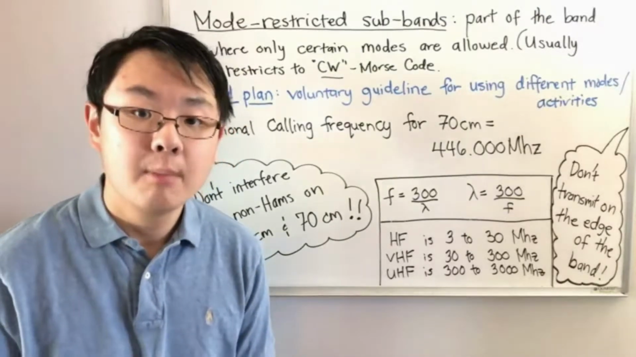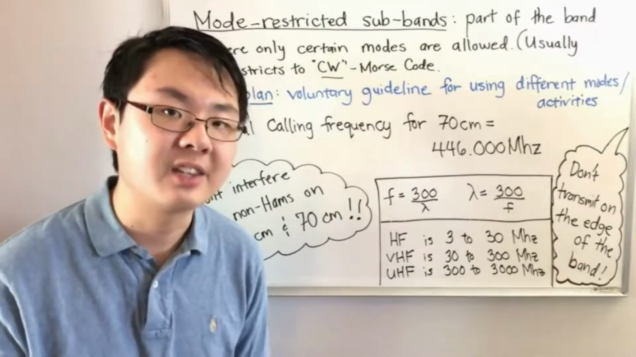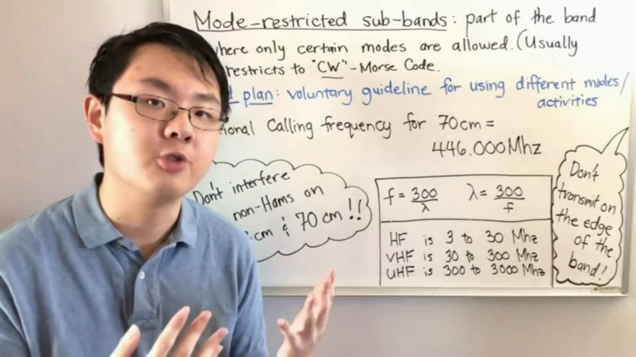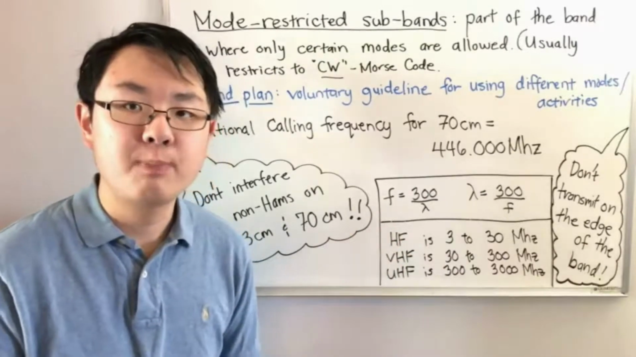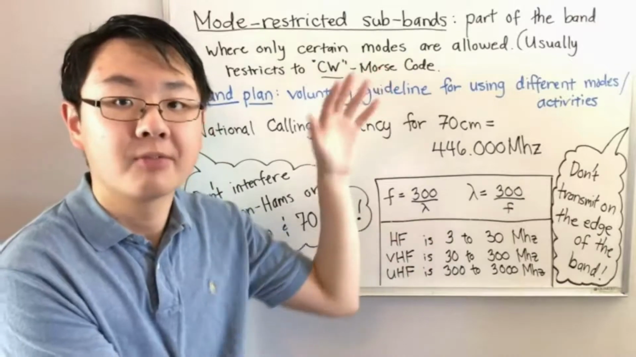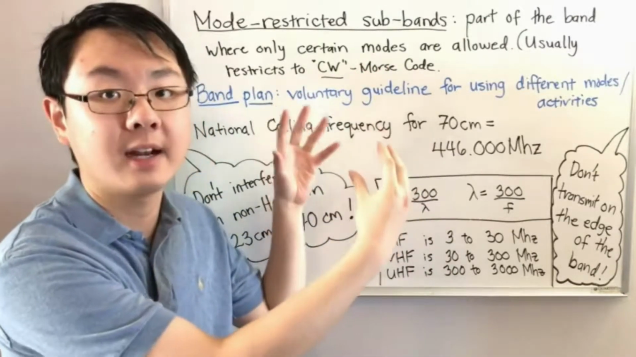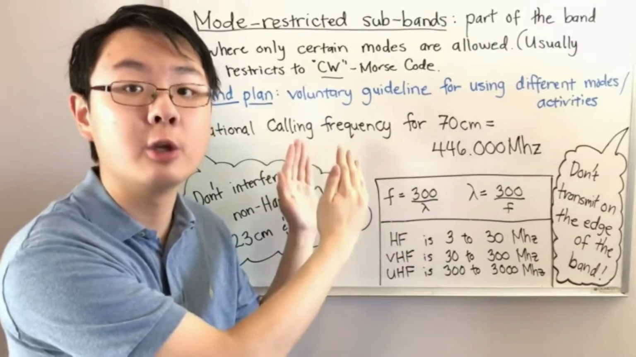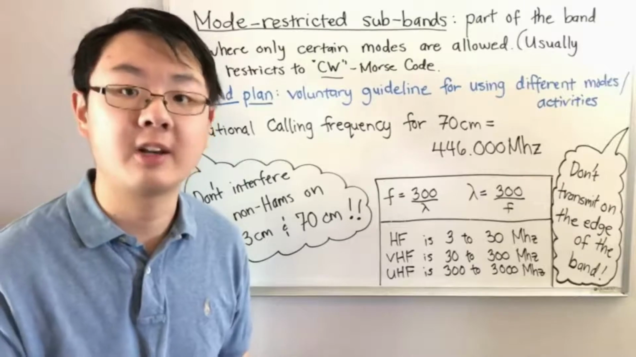But first, just know that band plans are voluntary guides that tell you where you can use different modes or where you can participate in certain activities on the bands. So a band plan is just a piece of paper, and on that paper it marks out what you can do on a certain band, like the 20-meter band, and where on the band you can use a certain mode. And band plans also specify where you might participate in certain activities.